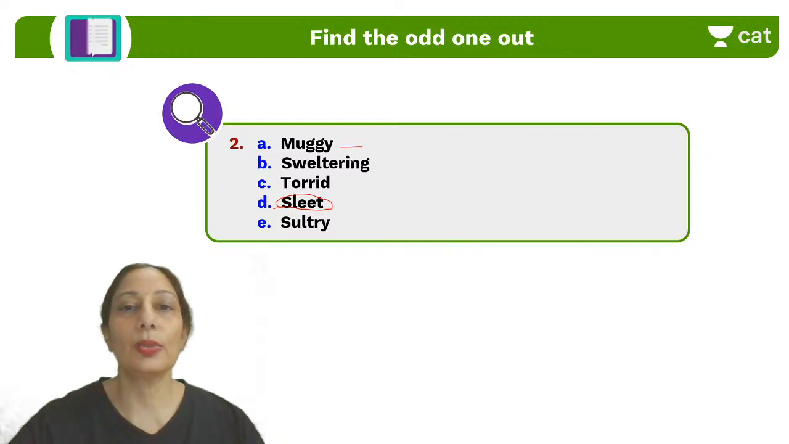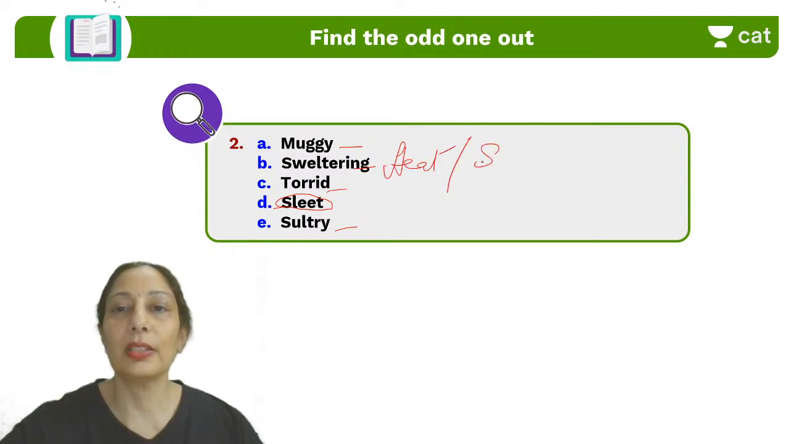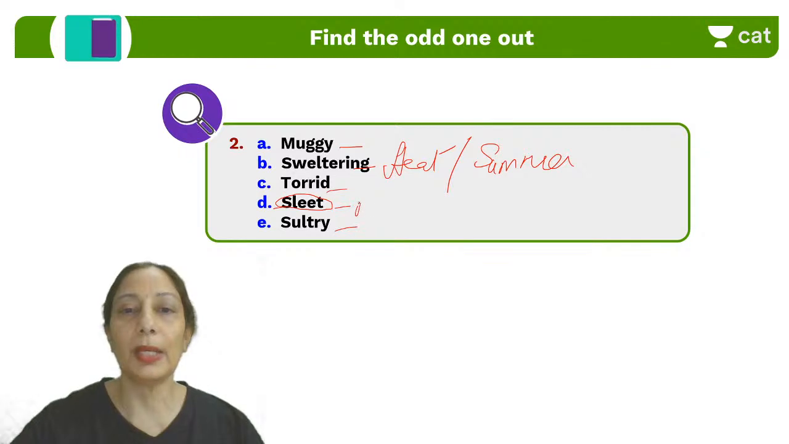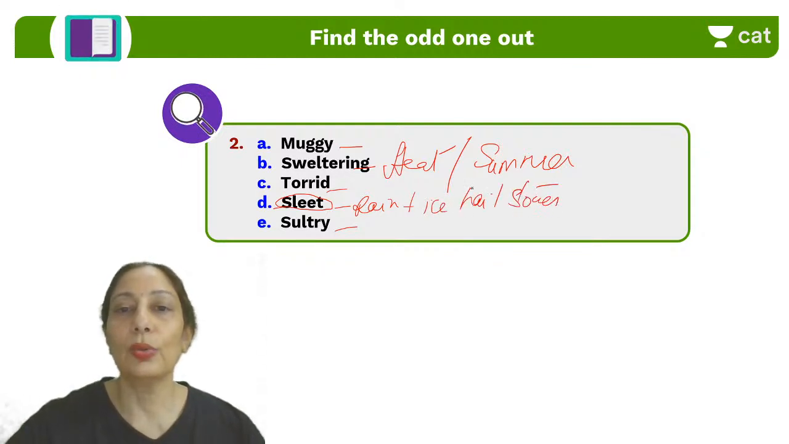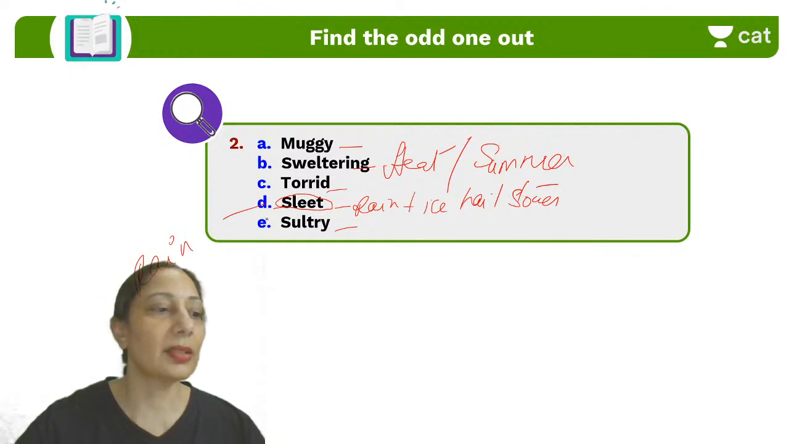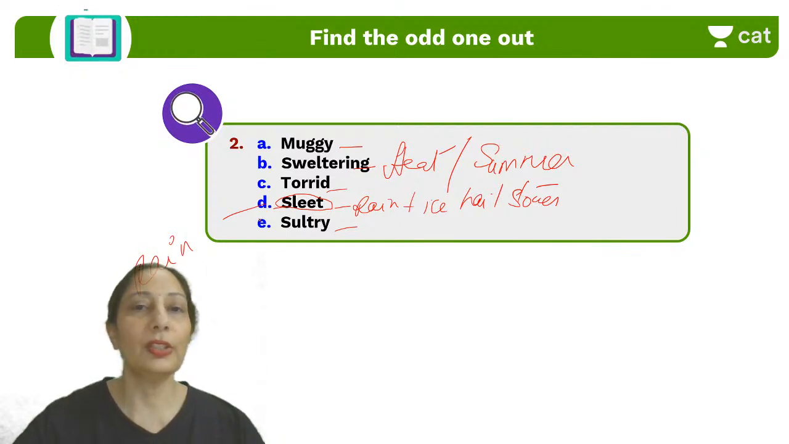What is muggy, sweltering, torrid, sultry? All of them are related to heat. And they are related to the aspect of summer. Right? Sleet is rain ice. Yes, rain plus ice. So when you have a fall of rain with ice like hailstones, right? That is known as sleet. So this is related to rain, while the others are related to heat and summer. So others are referring to hot weather.